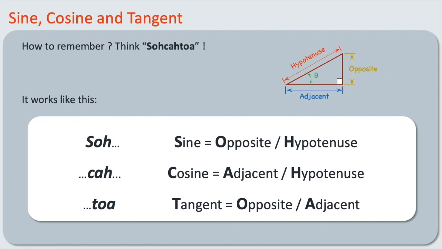So, how to remember? Think SOHCAHTOA. It works like this. SOH: sine is equal to opposite divided by hypotenuse. CAH: cosine is equal to adjacent divided by hypotenuse. And TOA: tangent is equal to opposite divided by adjacent. SOHCAHTOA.